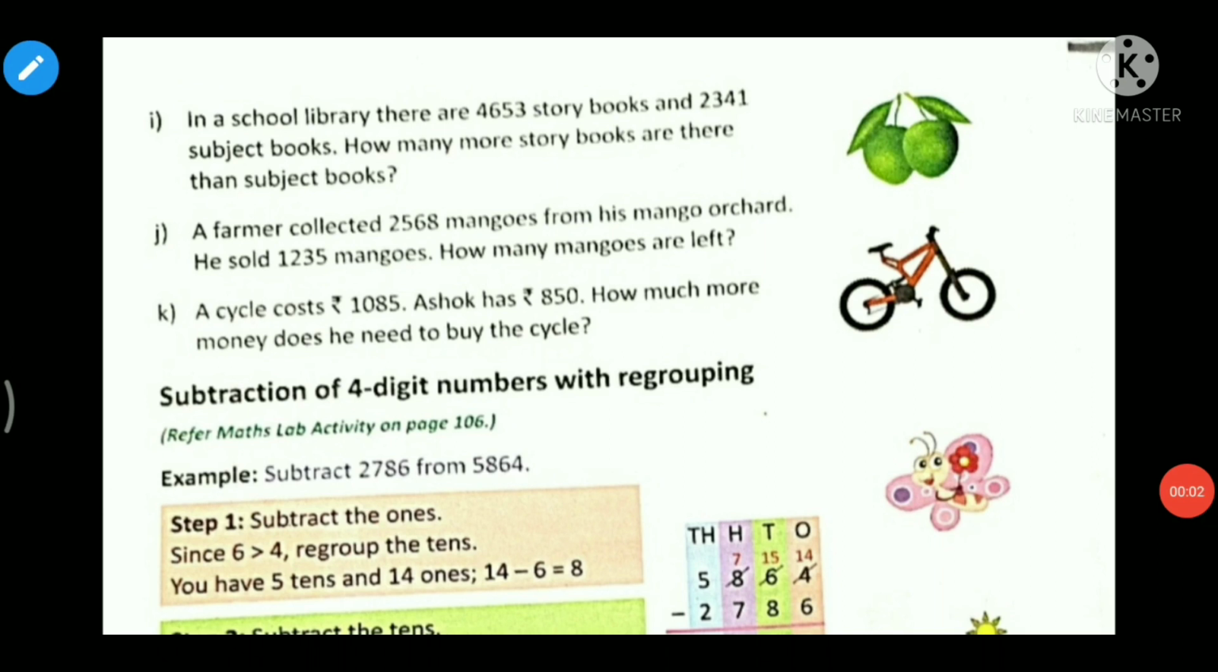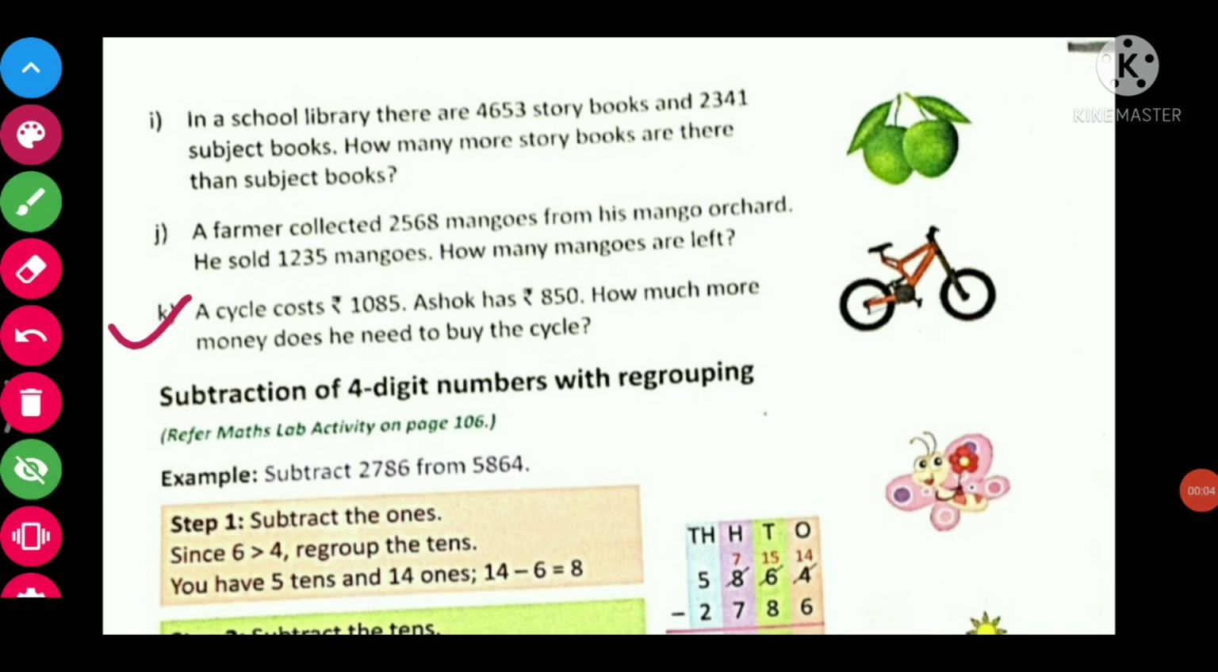Okay students, now see K part. A cycle costs 1085. Ashok has 850 rupees. How much more money does he need to buy the cycle? So this much is the cost of the cycle, and this one is the money that is with Ashok, right? Now how much more money does he need to buy this cycle? So what we have to do here is subtraction.